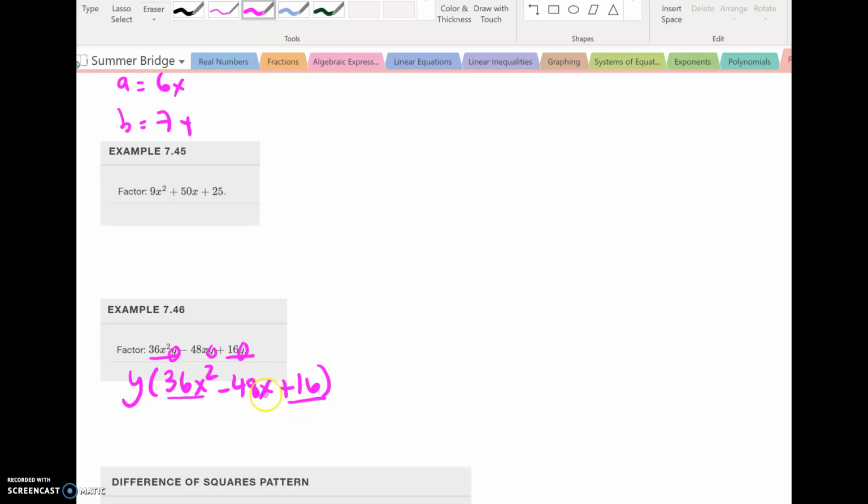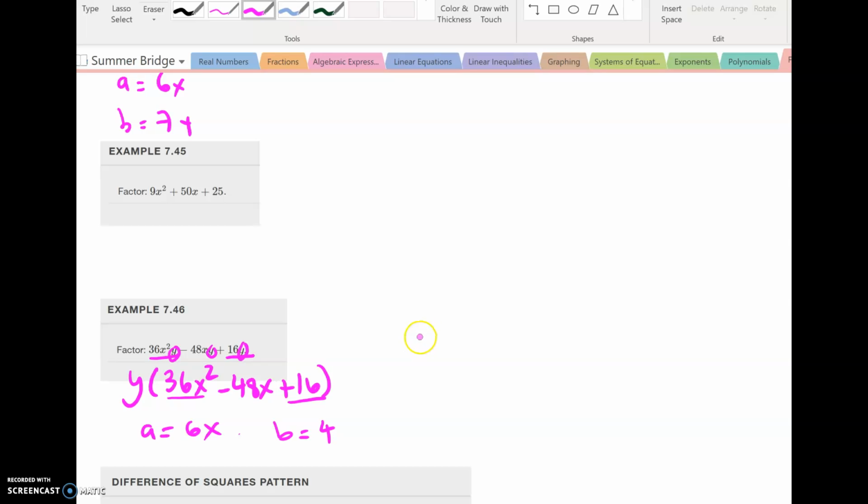So I'm going to take a look at my first and my last term, and I notice that my 36 is really 6 times 6, so that's 6, and then I have an x squared, so x, so a is 6x. b is going to be 4. So 4 times 4. Okay.